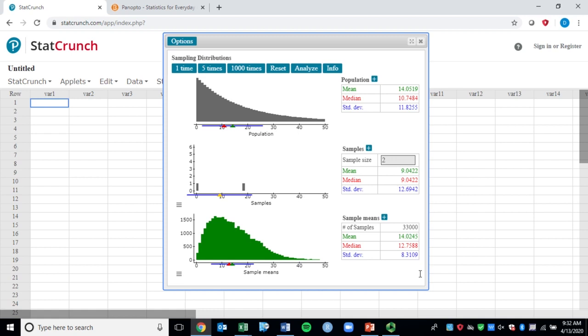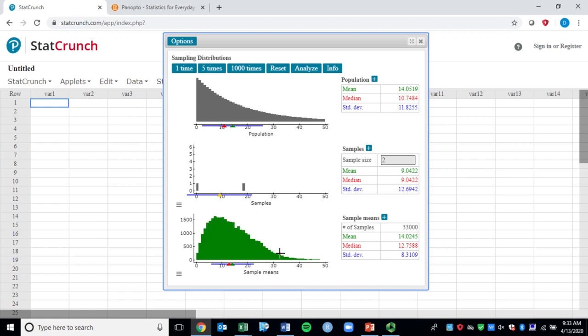Well, let's go ahead and do that. We were doing the other calculations. Let's see, 11.8255 divided by the square root of 2, I get 8.36, so 8.31. Still has a little ways to go. Okay, but it's getting closer and closer.